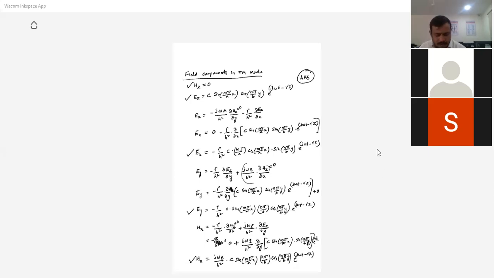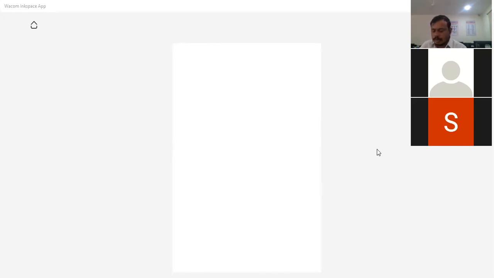So go to the next page. Next is the Hy. What is the Hy? Hy is equal to minus gamma by h square dou Hz by dou y minus j omega epsilon by h square dou Ez by dou x. Now this Hz is 0 because it is a TM mode. We can write Hy is equal to 0 minus j omega epsilon by h square dou by dou x of Ez.